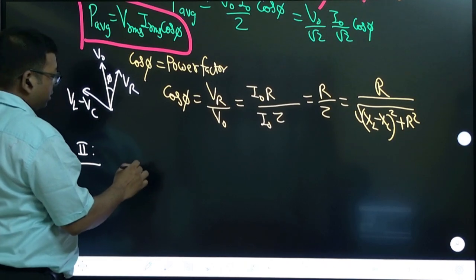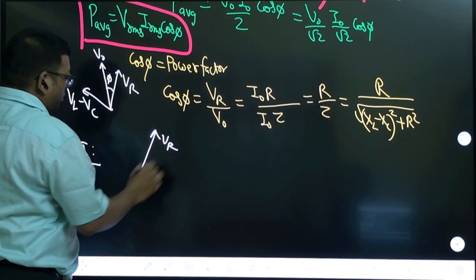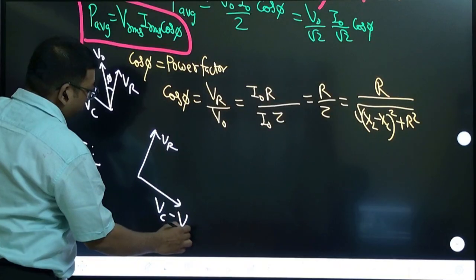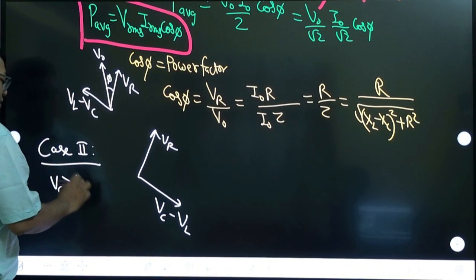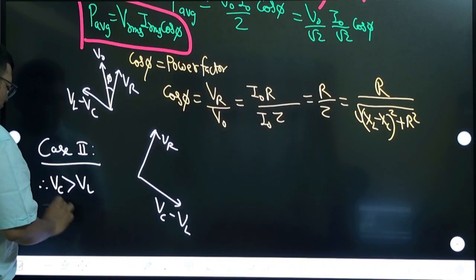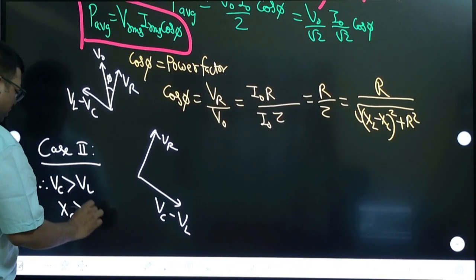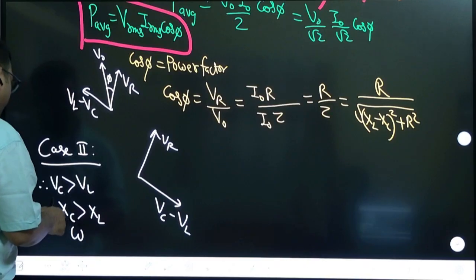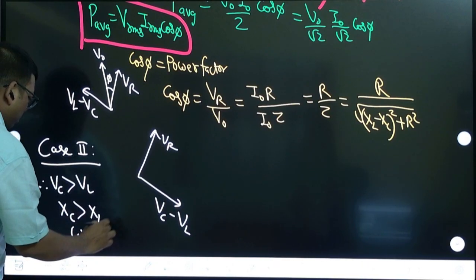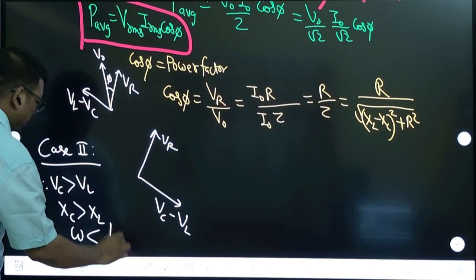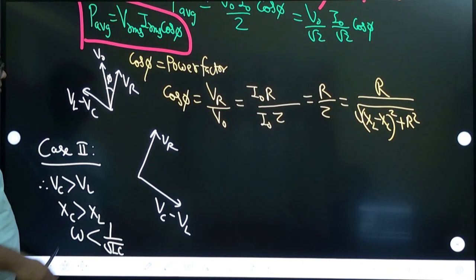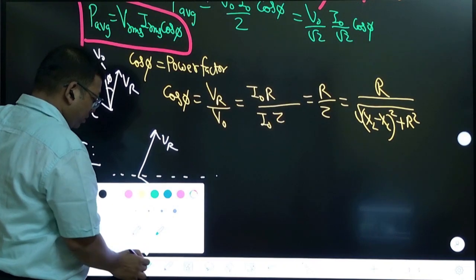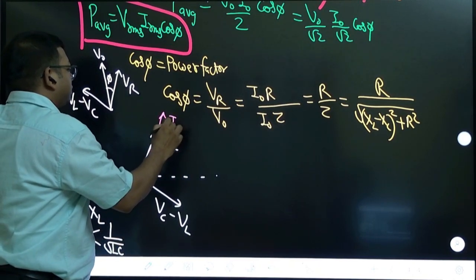So what happens is that this VR was there here, right? So now we are going to consider this VC minus VL, because we will take VC is greater than VL. Okay, so then XC will be coming greater than XL, and here omega will come, when you substitute 1 by omega C, omega will come less than 1 by root under LC. Okay, these conditions will come, and this was the angle, and the current was in this direction, right? Current is in this direction, I know.